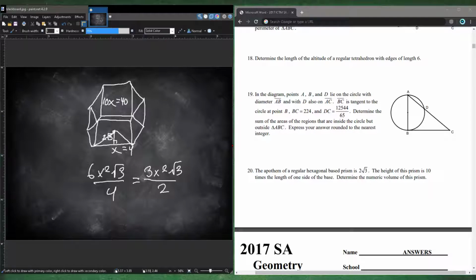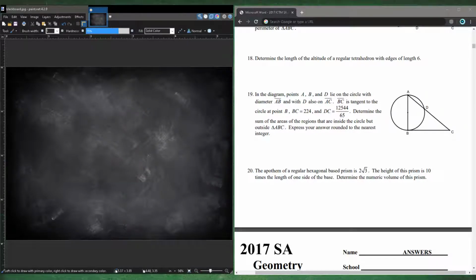So if you put in 4 in here, that is 3 times 4 squared, which is 16, times square root 3 over 2, times our height, which is 40, should give us our volume. So to divide, this is 8. 8 times 40 is 320, times 3 is 960, times the square root 3. So our volume for number 20 is 960 square root 3.